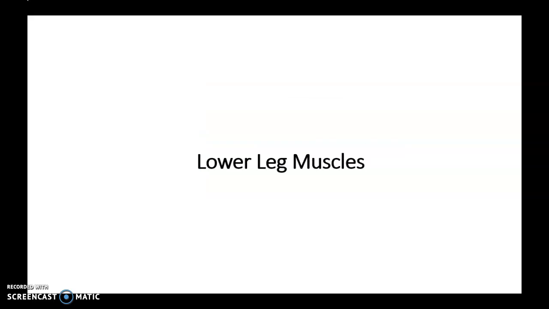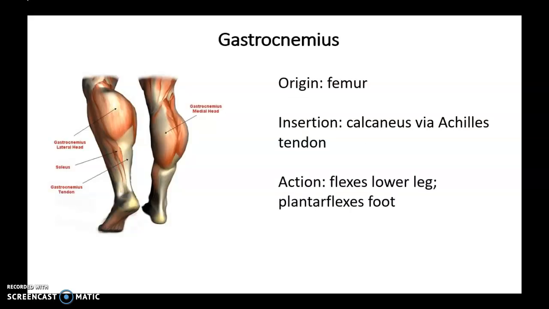Moving on to some lower leg muscles. The big calf muscle is called gastrocnemius. It originates from the femur and inserts into the calcaneus via the Achilles tendon. Right here, it originates here, big calf muscle, and inserts into the calcaneus via the Achilles tendon. It flexes the lower leg and plantar flexes the foot.